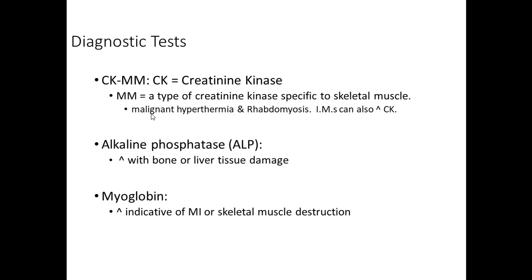Alkaline phos, you'll see that with bone damage or liver damage. Normal is 42 to 136.